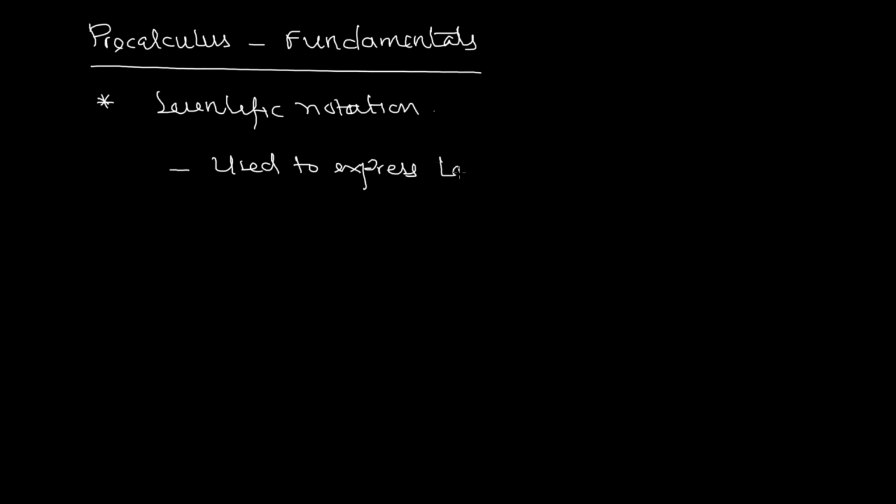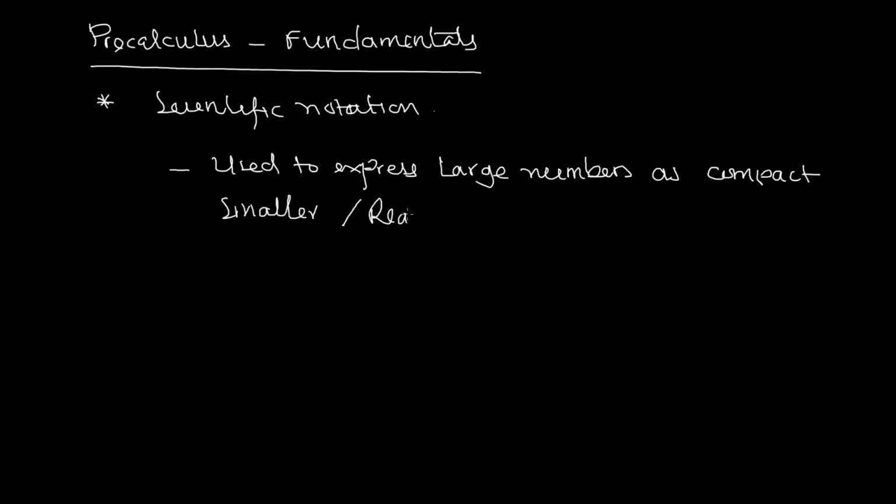You use this when you've got a very large number or a very small number that you can't easily read. So you can reduce that into a combination of a decimal number between 1 and 10, and then you simply give it a power of 10. That combination can reduce any number into a readable format.